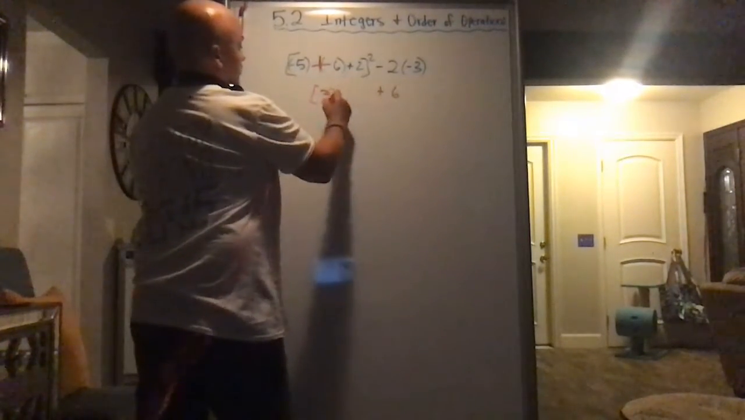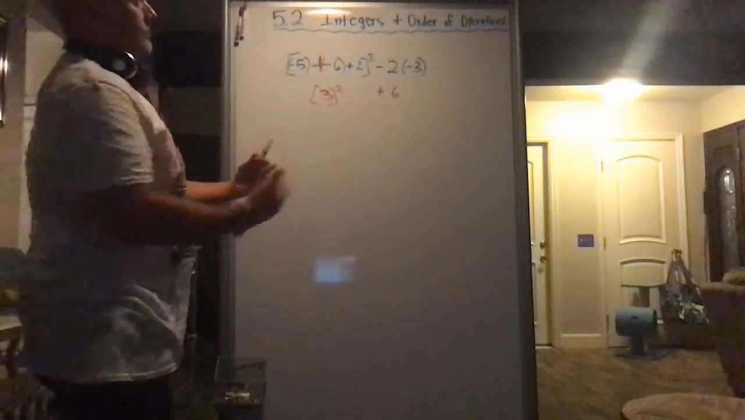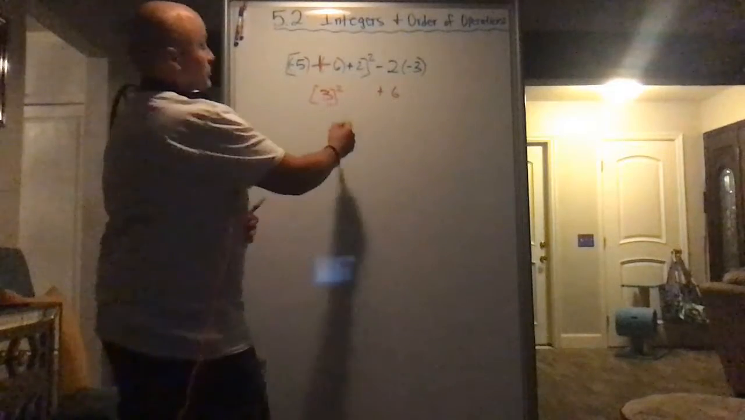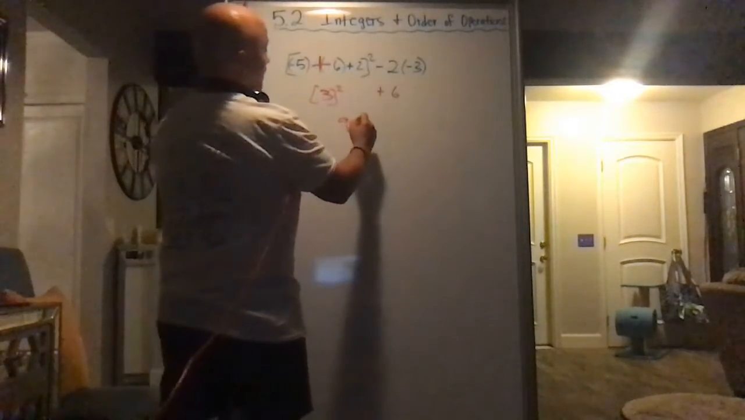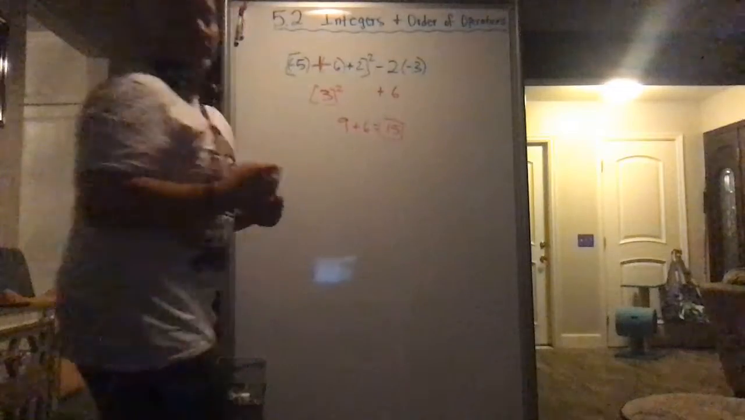Don't forget to square that. I'm actually redoing this video right now because I forgot to square it on the first video. So anyhow, 3 times 3 is 9. And 9 plus 6 is 15, so there's that one.